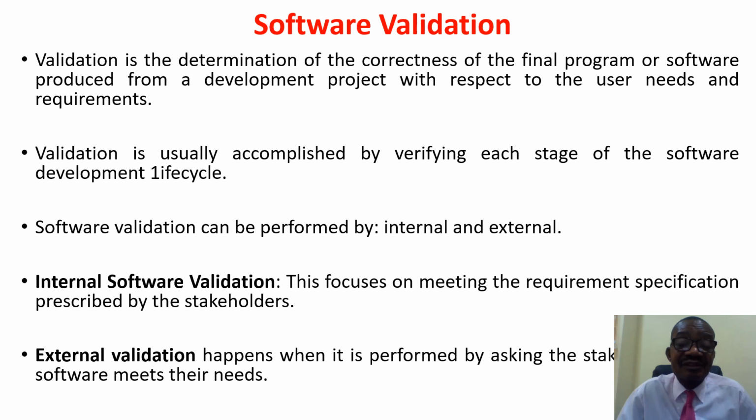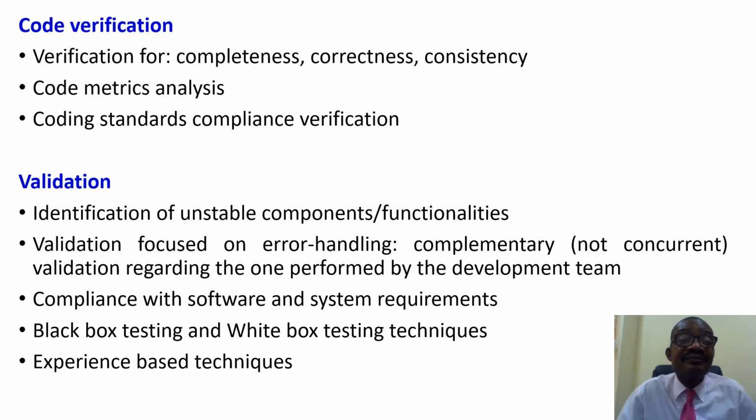While external validation happens when it's performed by asking the stakeholders software to meet. In external validation, you are trying to ensure that it meets the specification of the certification authority, the authority that usually certifies software. Some of the things that happen, one is code verification. Verification for completeness of the code, correctness and consistency, code metric analysis, and coding standards compliance verification.